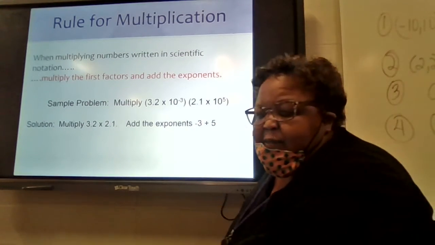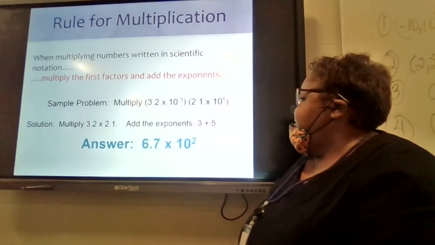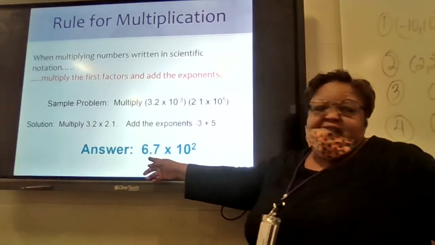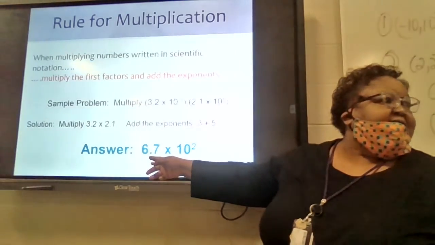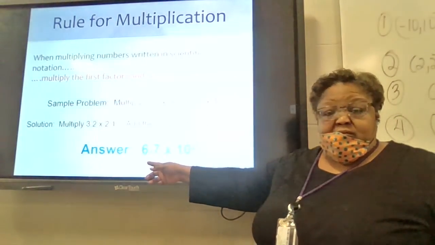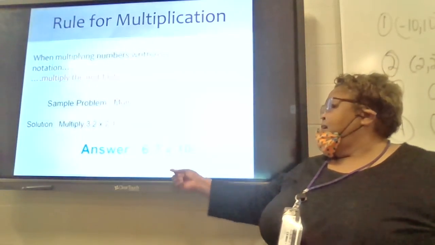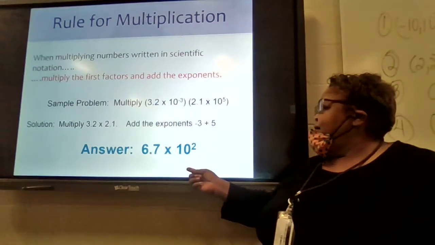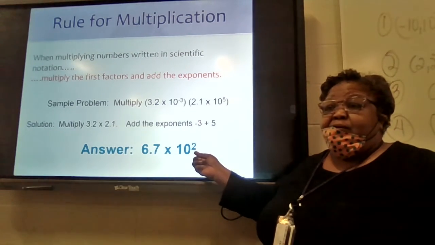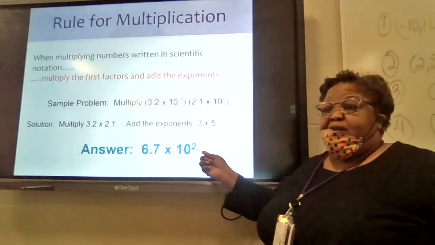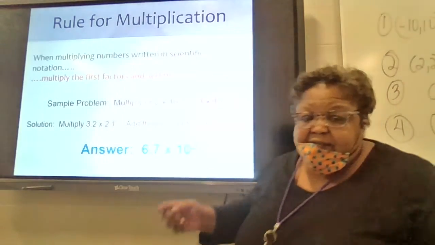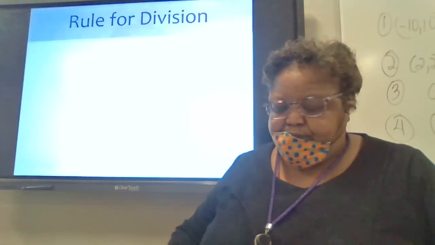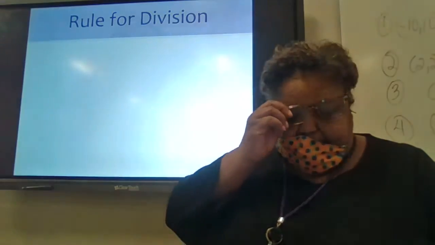So you want to add your exponents. So you're going to multiply the first part, and then here's your answer. Now, I want to caution you, when you multiply, if this number right here is greater than 10, you're going to need to move your decimal. Greater or less than 10, you have to move your decimal accordingly. So if I have to move my decimal to the right, I'm going to subtract 1 from here. Subtract how many times I move. If I have to move it to the left, I'll show you what I'm talking about when I get to it.